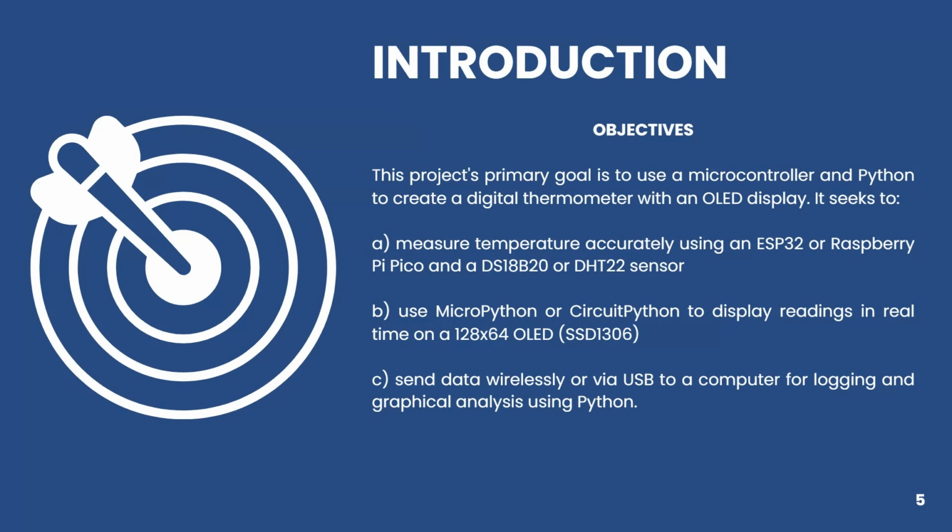Next is the objective. This project's primary goal is to use a microcontroller and Python to create a digital thermometer with an OLED display. A: It seeks to measure temperature accurately using an ESP32 or Raspberry Pi Pico and a DS18B20 or DHT22 sensor. B: Use MicroPython or CircuitPython to display readings in real time on a 128 times 64 OLED, which is SSD1306. C: Send data wirelessly or via USB to a computer for logging and graphically analyze using Python.